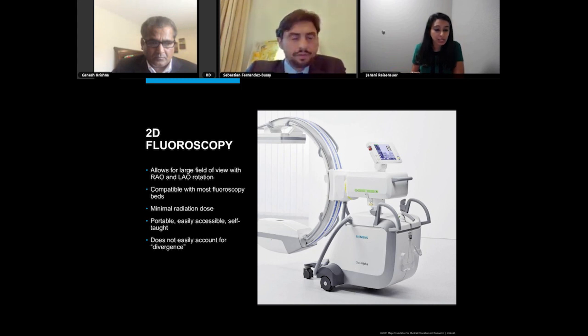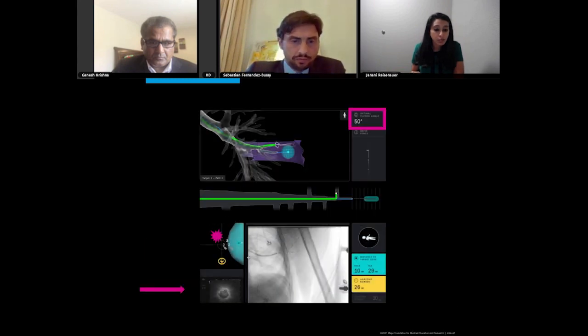The problem with these systems is that it does not easily account for that divergence factor that Dr. Krishna spoke about in his talk. So here's a screenshot from the Ion system, and you can see the optimal fluoro angle. As long as you have a fluoro bed that doesn't have the metal railings on the sides, you can almost go 90 degrees, totally lateral to the patient, and get to any angle that you need to see to be able to biopsy any lesion.